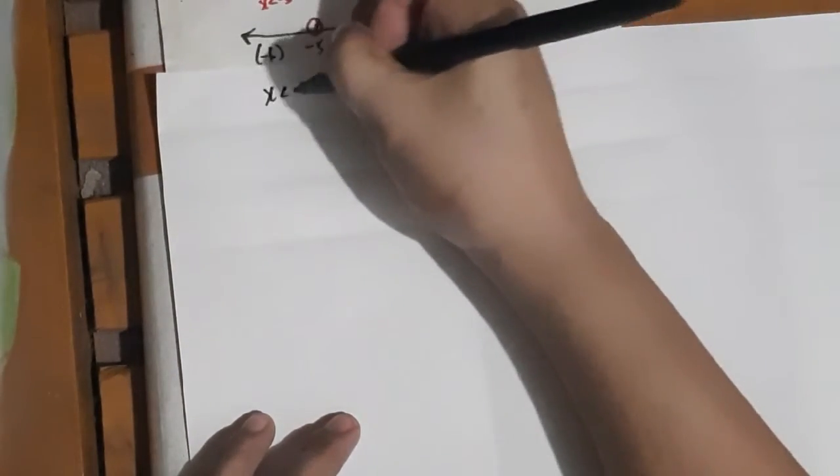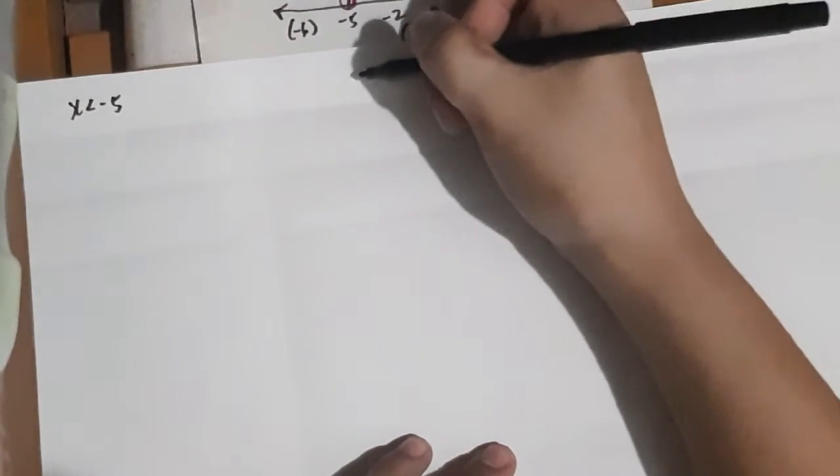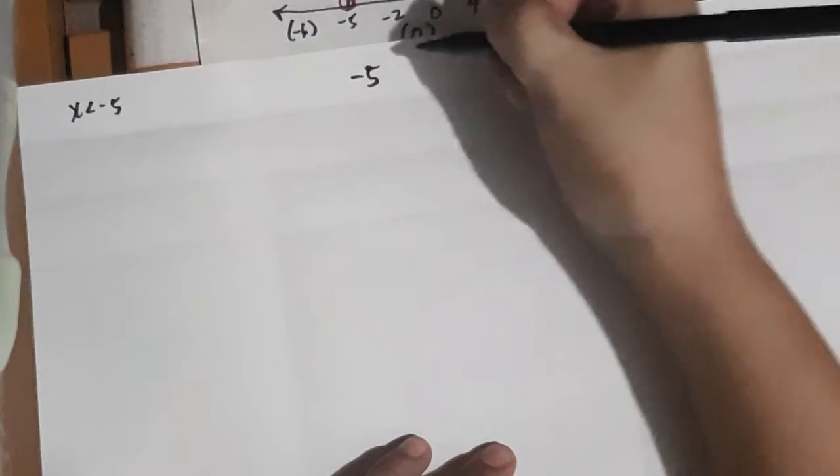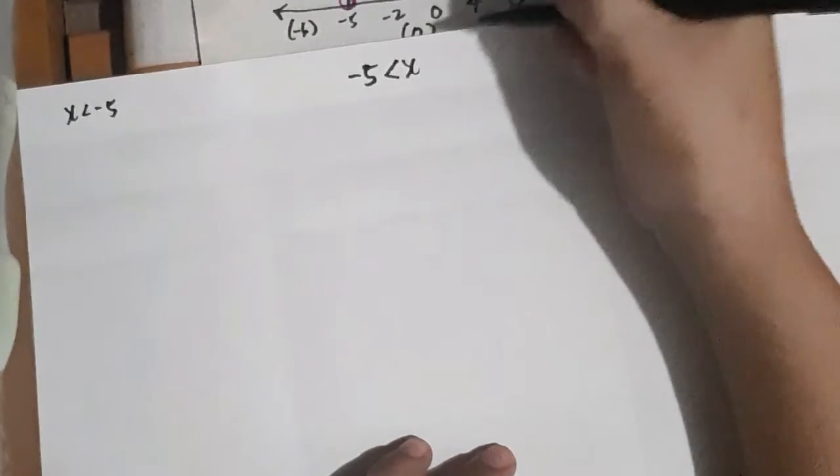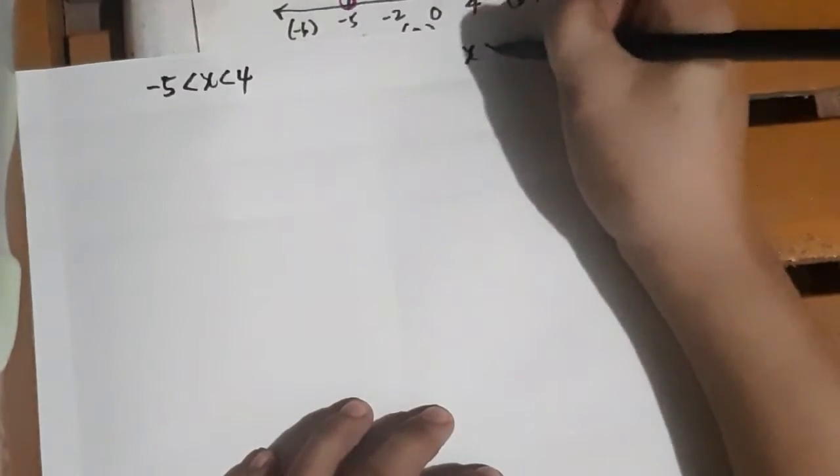Suppose I have here a table. We have 3 columns. The first column will be allotted for the first region. The inequality symbol of the first region is x less than -5. The inequality notation of the second region will be x greater than -5 but less than 4. And the third region are the values of x greater than 4.